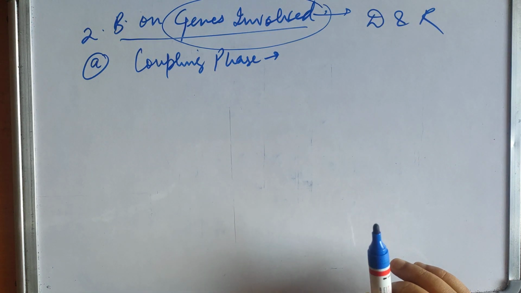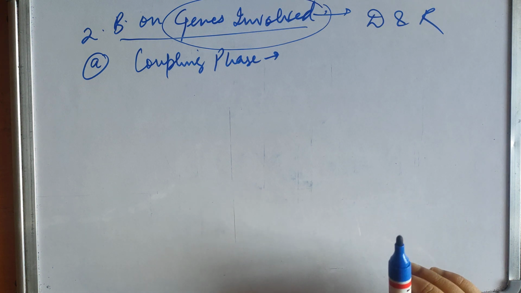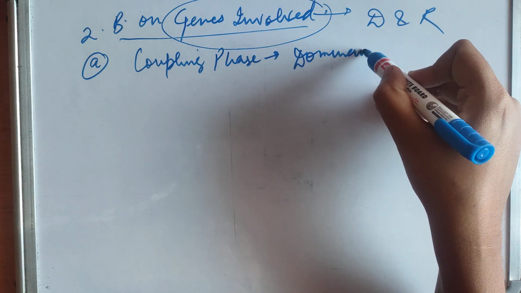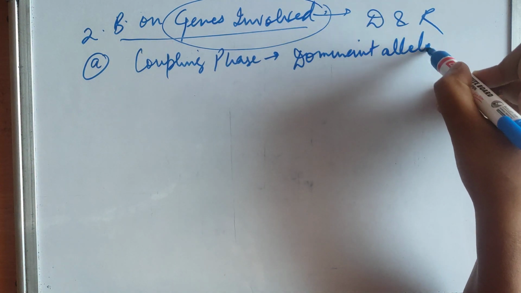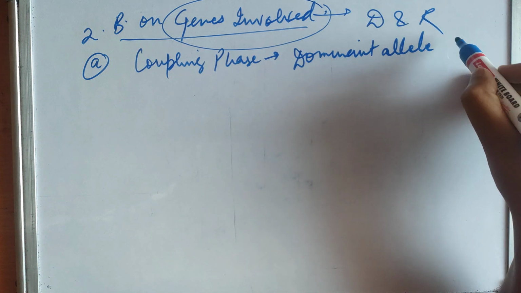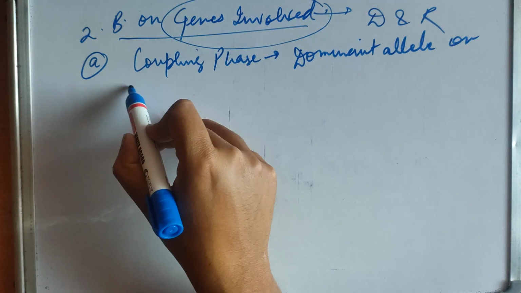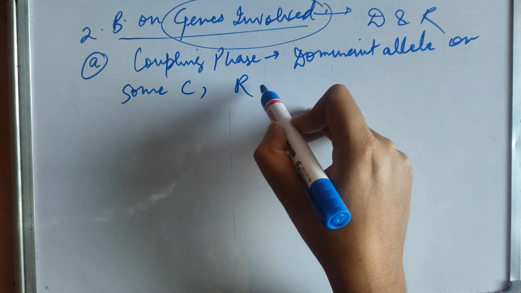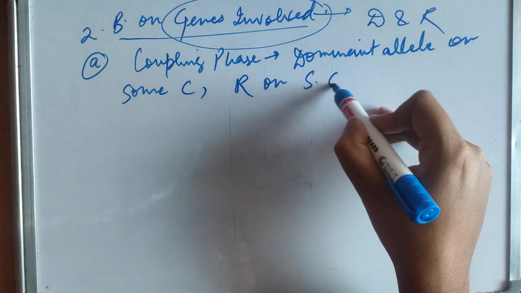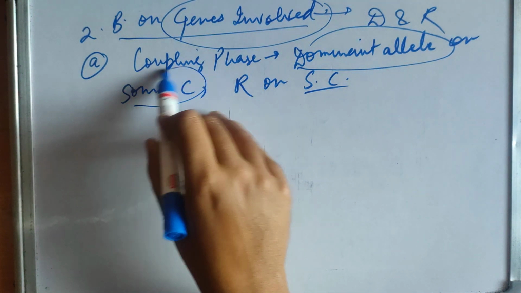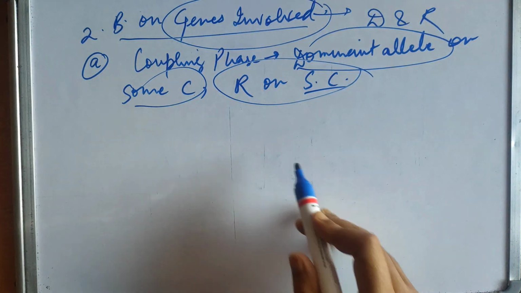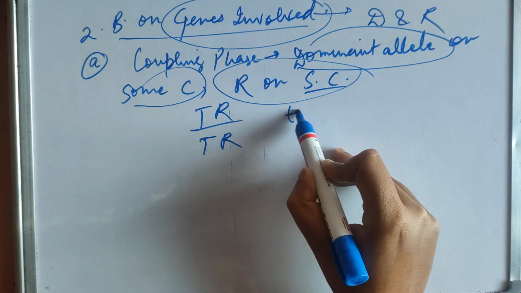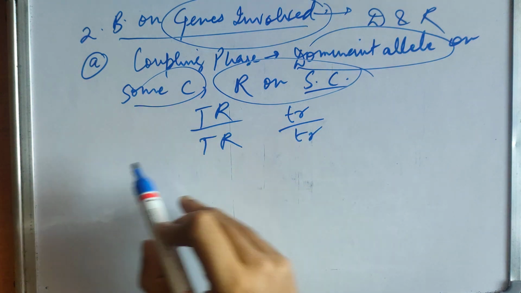In the coupling phase, the dominant alleles are on the same chromosome and the recessive alleles are on the same chromosome. You can see here that the dominants are present together and here the recessives are present together. So this is the coupling phase.